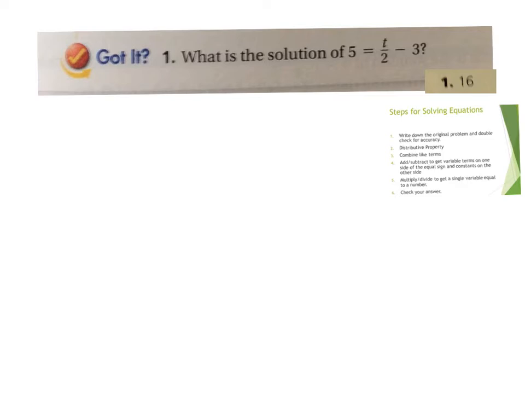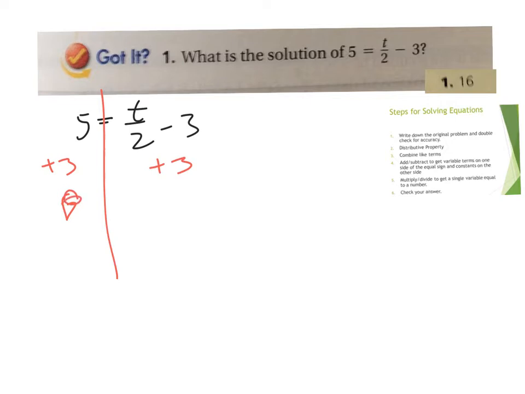Now, as we're doing just two-step equations right now, the second and third steps can pretty much be skipped over at this point. So again, make sure you write it down correctly. So I'm going to go 5 equals t over 2 minus 3. And again, I have no distributive property, no like terms to combine, so I'm down to the add and subtract phase. So I'm going to go ahead and add that 3 on both sides. So I get 8. See, there it is. 8 equals t over 2.